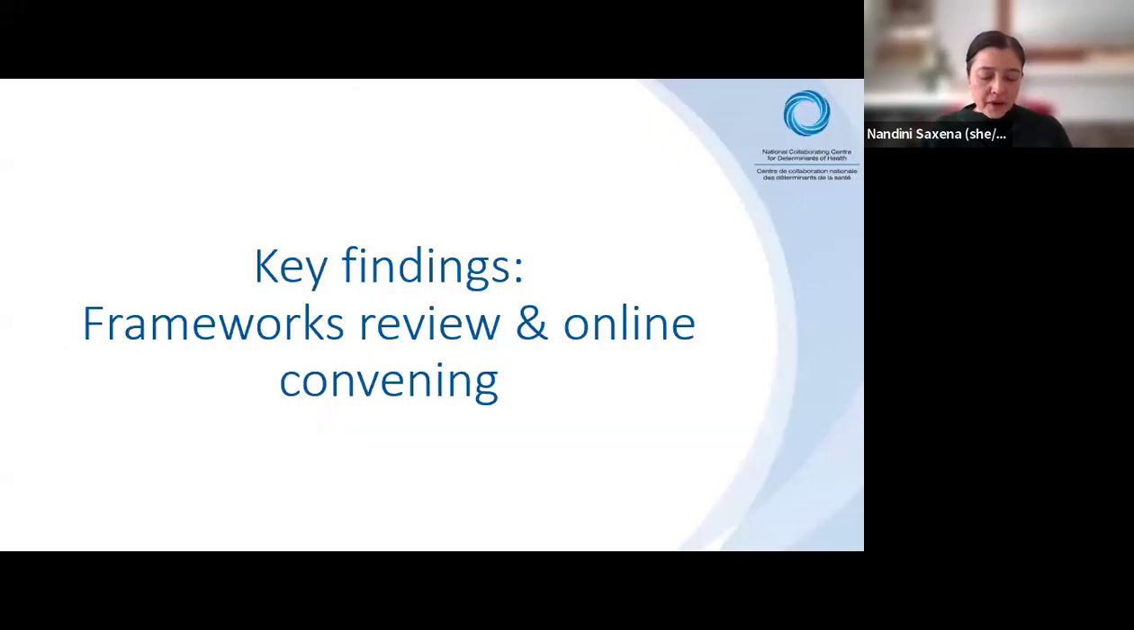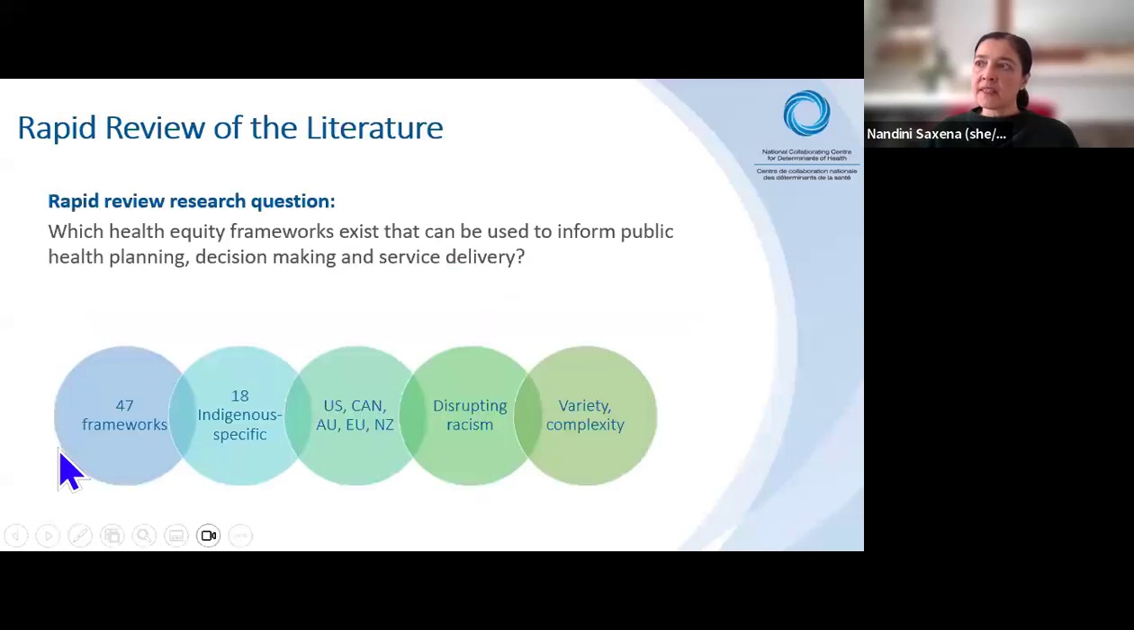So I'll move us on now to this review and online convening and share some of the key results from that process. So why did we do a review of health equity frameworks? One of the things that has come up multiple times is around what some of the benefits and the pitfalls of these frameworks are. So an example of a benefit is that they offer flexible guidance on ways to move forward together in a coordinated way, helping to achieve greater impact.